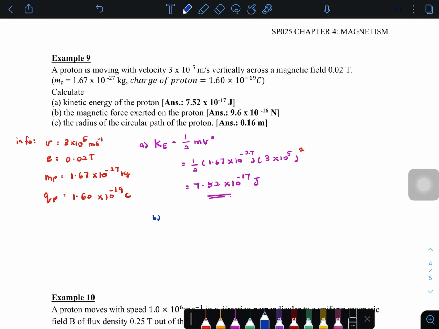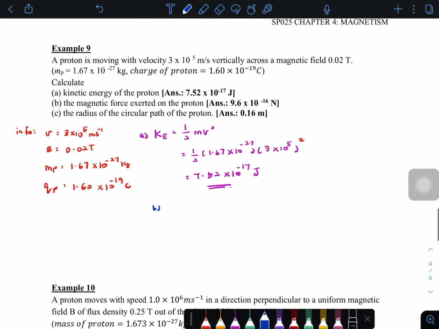And for B, the question asks the magnetic force. So magnetic force is FB equals to QVB sin theta. Okay, as we know, kalau charge masuk ke dalam uniform magnetic field, dia punya force, which is always 90 degree with the velocity, and hence the theta akan jadi 90 degree. So this one akan jadi 1. Sin 90 is 1. So FB is equals to QVB.